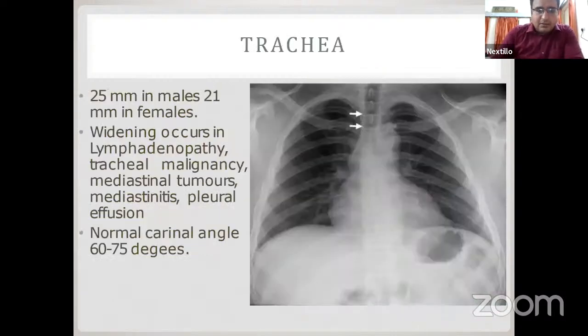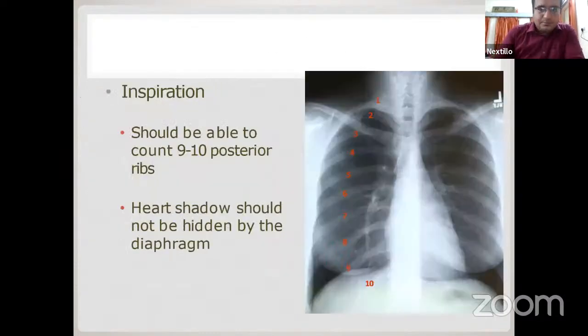Now look at this one. This is called good inspiration. If 9 or 10 posterior ribs are visible, this is a good inspiration. If there is poor inspiration, the diaphragm would be up to this level. What will happen to this part of the lung? There could be some malignancy or some issue, and we will not be able to see that. So full inspiration is always advised.